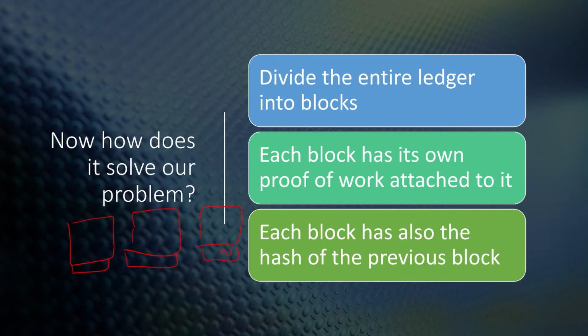Attached to it is some number. These are all transactions which are written in this individual block. And each block also has the hash of the previous block. So this will be written here and this will be written here.